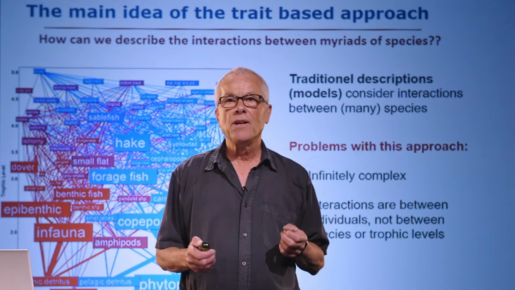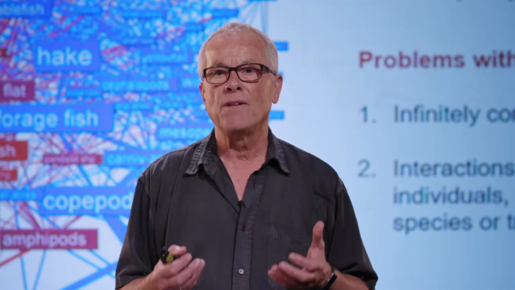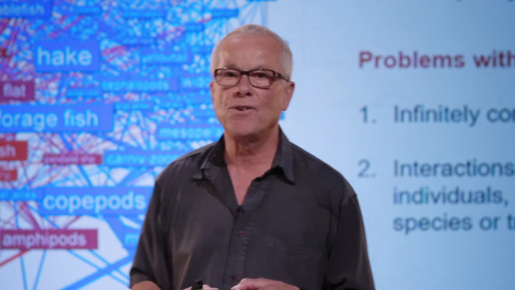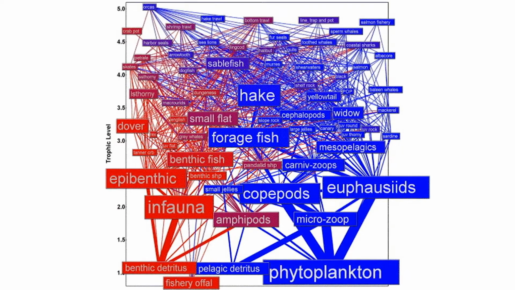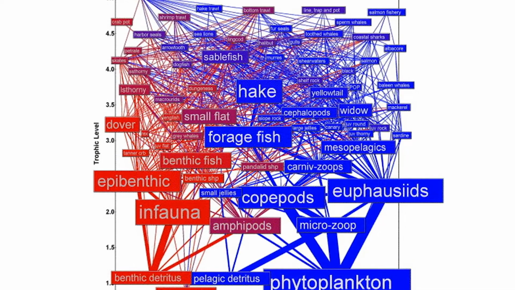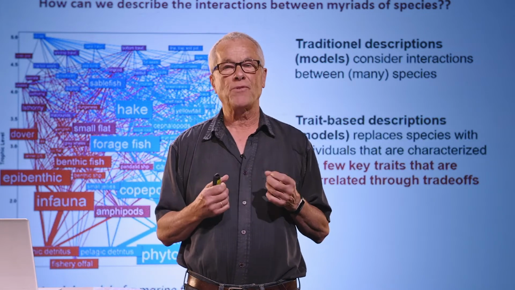Traditional descriptions of marine food webs and marine ecosystems consider the interactions between the many species and the environment. But there are at least two problems with that approach. The first problem is that if we want to embrace at least some of the complexity of marine ecosystems, then the descriptions become very, very complex, as illustrated here in this very simplified description of a marine food web. But there is another more fundamental problem, namely that interactions in the ocean are not between species. Interactions are between individuals. It's individuals that eat one another and that mate with one another. It's not species. The trait-based approach overcomes these two problems, at least in principle.